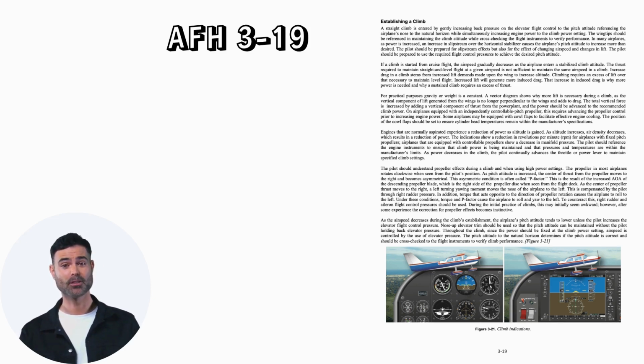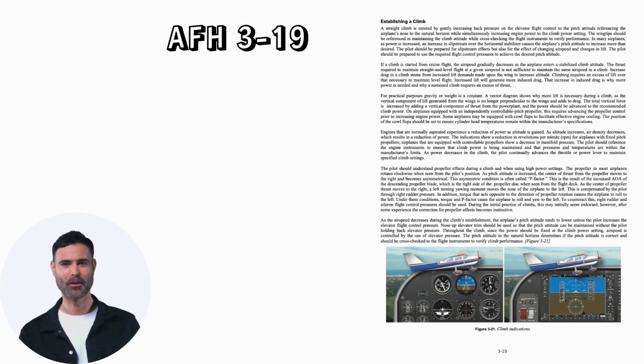The thrust required to maintain straight and level flight at a given airspeed is not sufficient to maintain the same airspeed in a climb. Increased drag in a climb stems from increased lift demands made upon the wing to increase altitude. Climbing requires an excess of lift over that necessary to maintain level flight. Increased lift will generate more induced drag. That increase in induced drag is why more power is needed and why a sustained climb requires an excess of thrust. For practical purposes, gravity or weight is a constant.